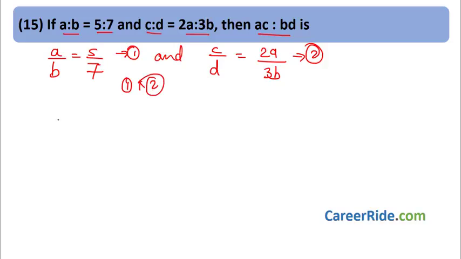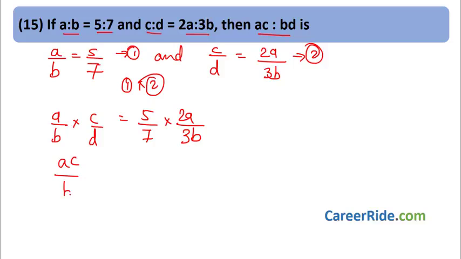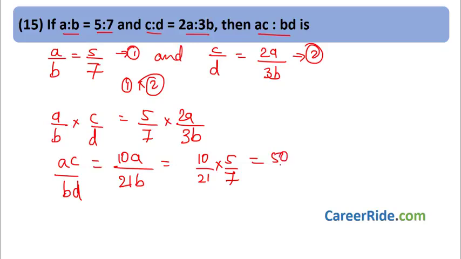Multiply equation 1 and 2. What do we get? a upon b multiplied by c upon d would be equal to 5 upon 7 multiplied by 2a upon 3b. ac upon bd would be equal to, 5 2s are 10, 10a upon 7 3s are 21, 21b. What is the value of a upon b? 5 by 7, 10 upon 21 into 5 by 7, it is 50 upon 21 into 7 is 50 upon 147. So ac is to bd is equal to 50 is to 147.